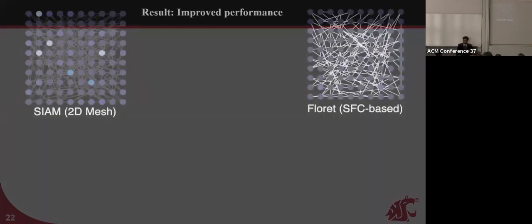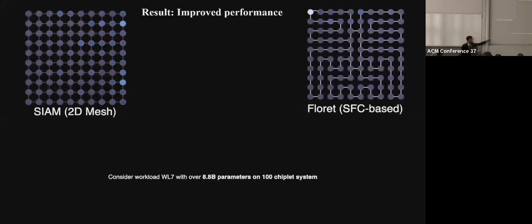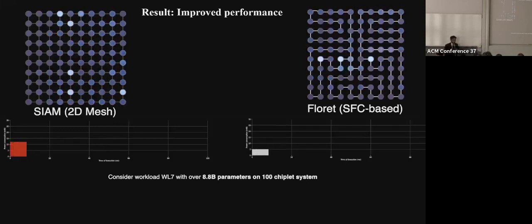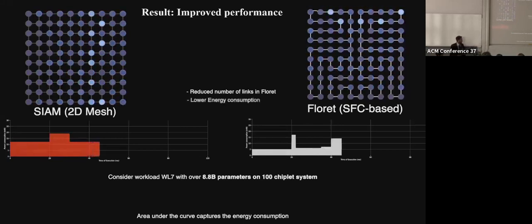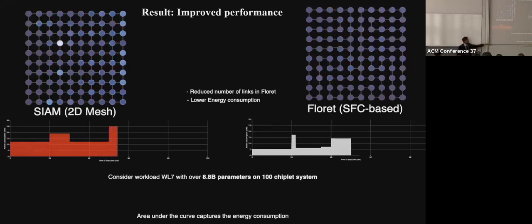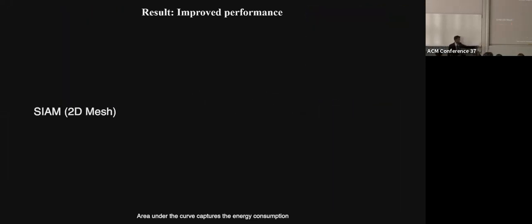I have a visualization showing the difference in improved performance. This is SIAM standard in NVIDIA, and this is Floret, where you can see fewer links. Let's look at power versus time of execution. For the same workload, no pruning, no quantization, both have the same traffic. You can see the power consumption is higher in the case of SWAP as the time of execution goes by. For workload 7 with over 8.8 billion parameters, Floret is already done while SIAM is still running the exact same workload. So we save 1.8 times latency compared to 2D mesh. And this area under the curve, which is much lower, actually captures the energy consumption.